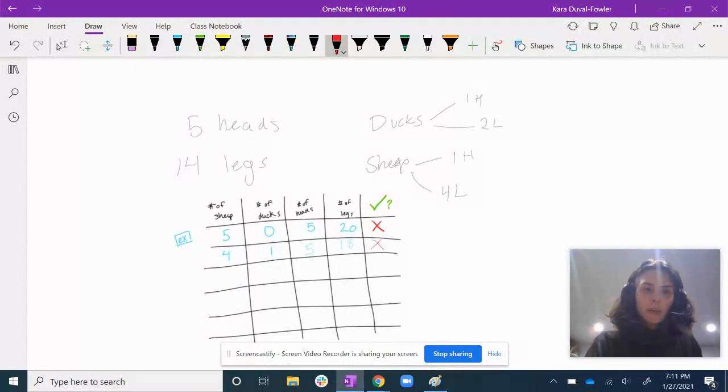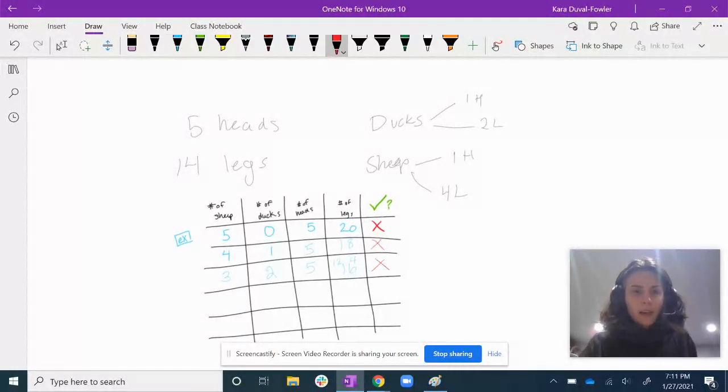Moving forward, if there are 3 sheep and 2 ducks, that would still be 5 heads. Each of the 3 sheep has 4 legs, which would be 12 legs from that. But the 2 ducks each have 2 legs, which would be 4 legs from that. That's a total of 16 legs, and that's not going to work.